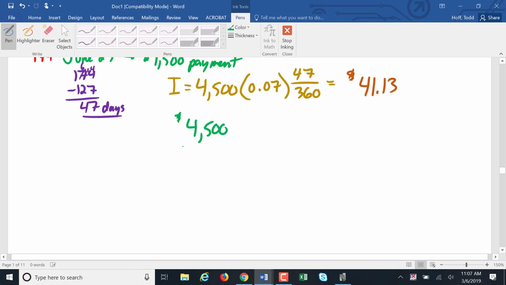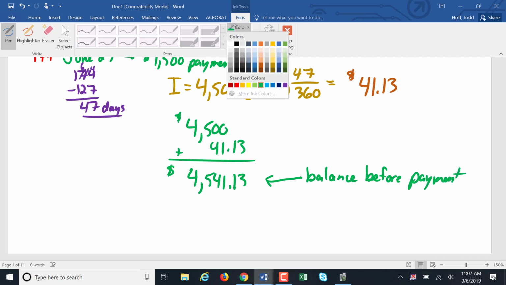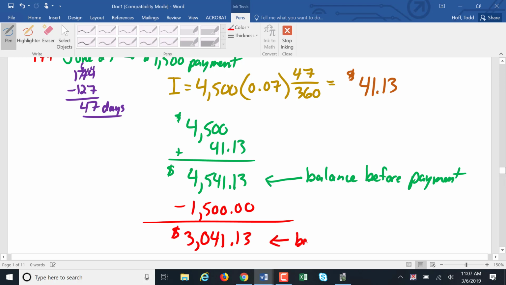So we add that back on. $4,500 plus $41.13 interest is $4,541.13. That is our balance before the payment. We make that payment of $1,500. You get $3,041.13 is our balance after the payment.